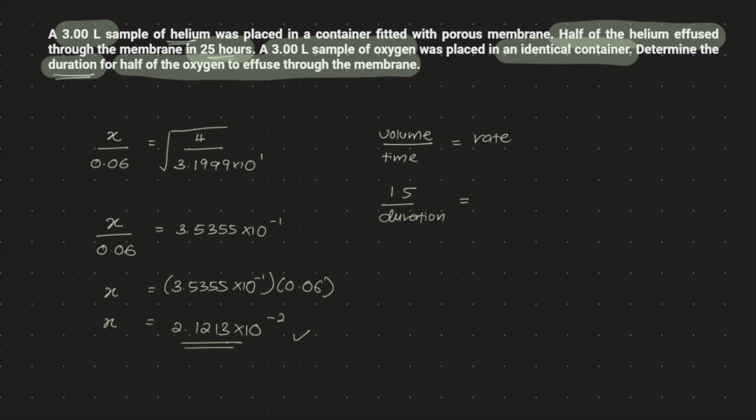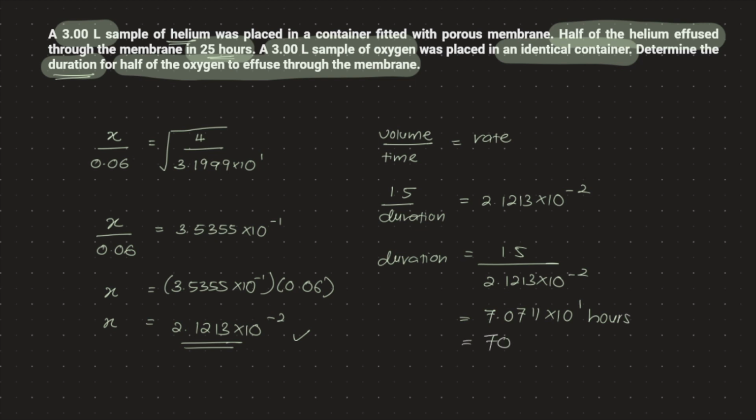So duration is equivalent to your rate, which is 2.1213 times 10 to the power of negative 2. Therefore, your duration is equivalent to 1.5 divided by 2.1213 times 10 to the power of negative 2. Therefore, you will get 7.0711 times 10 to the power of 1 hours, or you may want to write it as 70.711 hours.